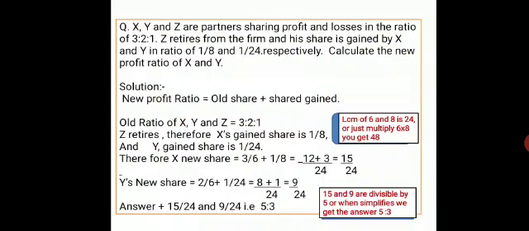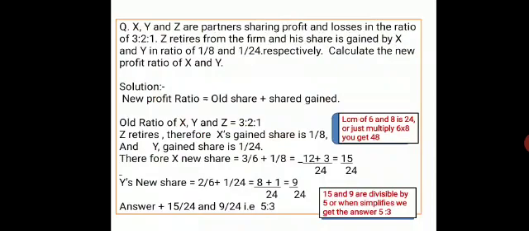The second problem says X, Y and Z are partners sharing profits and losses in the ratio of 3, 2 and 1. Z retires and his share is gained by X and Y in the ratio of 1/8 and 1/24 respectively. Now we have to calculate the new profit ratio. Again our old ratio of X, Y, Z is 3, 2, 1, that is 3 plus 2 plus 1, which gives a total of 6. Now Z retires, his share is gained by X, who gets 1/8, and Y is getting 1/24.